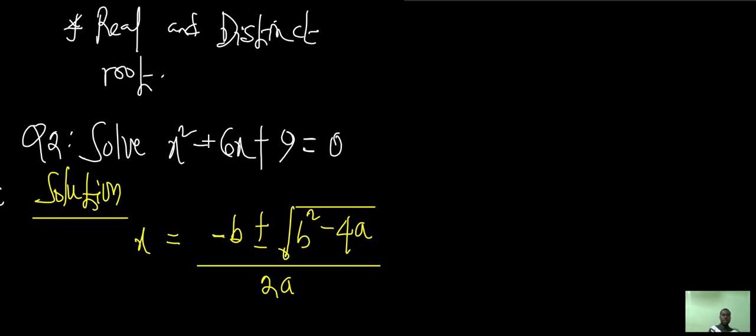Let's identify a, b, and c. A is what you have behind x squared, that's the coefficient of x squared. A is 1. B is what you have behind x, negative 6. Please, the negative sign is very important. C is the constant term, the term without x. So the term without x here is 9.